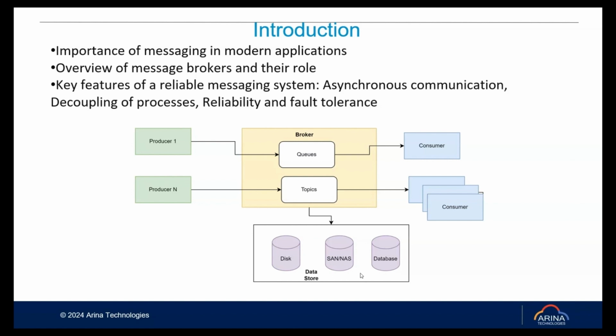What are queues? Queues are essentially used when you want to send a message in point-to-point communication. That is one producer, as shown in the diagram, sending to one consumer. That could be a use case for a queue.